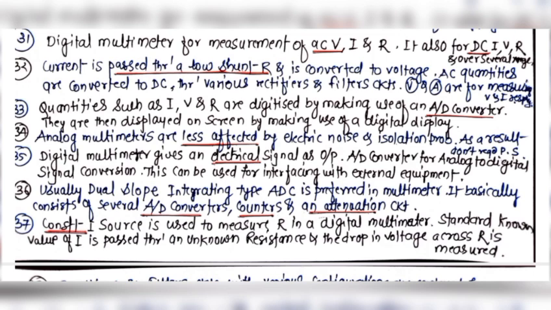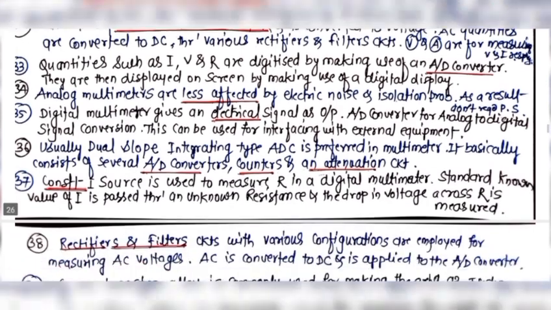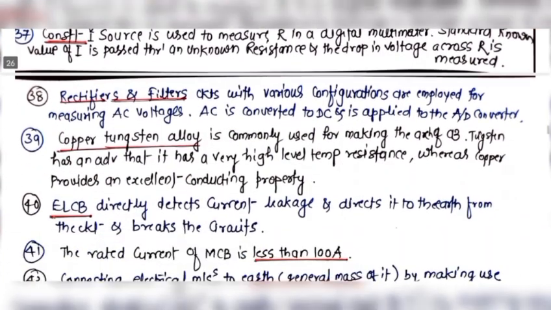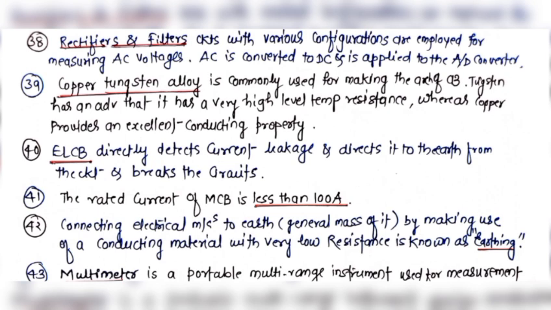Constant current source is used to measure resistance in a digital multimeter. Standard known value of current is passed through an unknown resistance, and the drop in voltage across resistance is measured. Rectifiers and filter circuits with various configurations are employed for measuring AC voltages. AC is converted to DC and is applied to the AD converters.